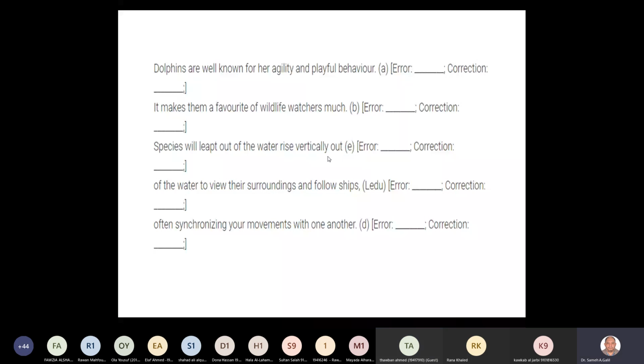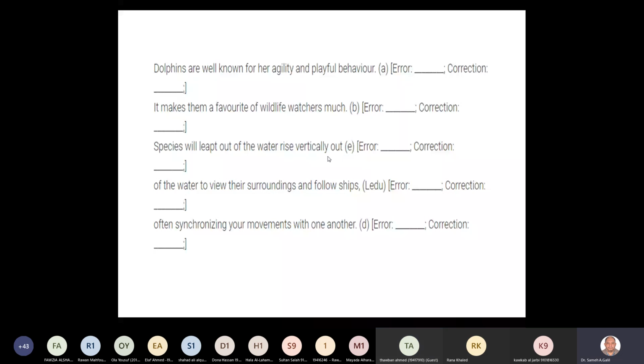I'm not sure I agree. Can we have other possibilities and other options here, Thawban? Can you? Species will. No, I can't think of other ways. Can we have somebody else?